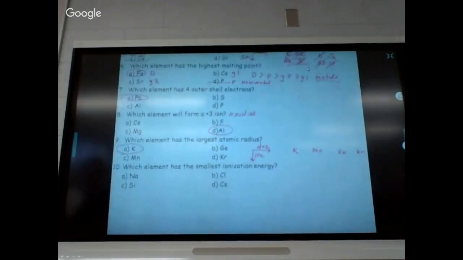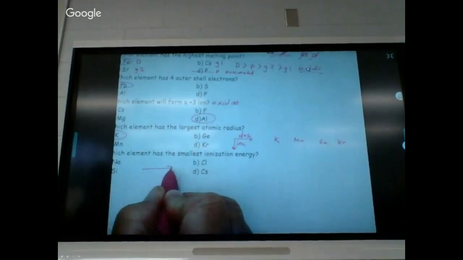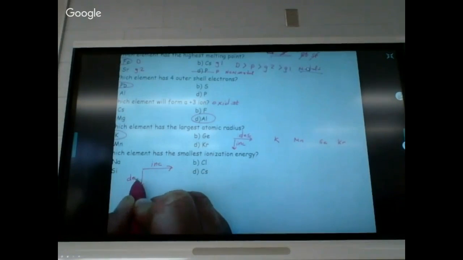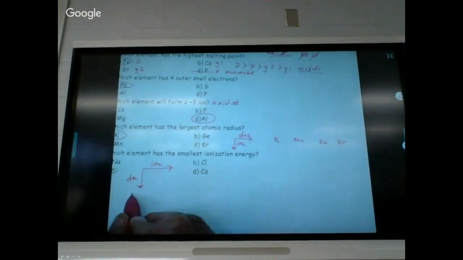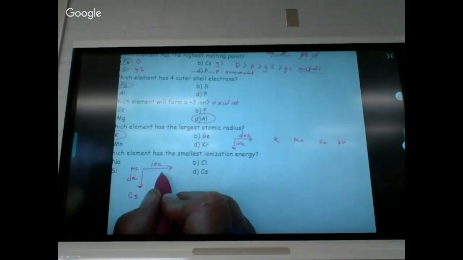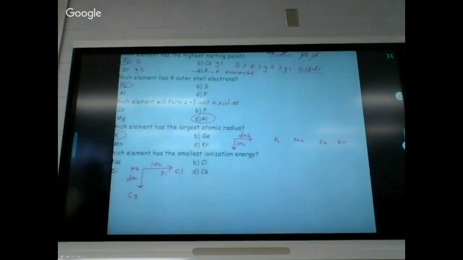All right. Smallest ionization energy. Ionization energy does what? Increases. Decreases. So looking at where they're at, you have Cs. You have Na above it. You have Cs and I over here. And Cl over there. So given that, who will have the smallest? Cs. Questions? Feel okay about that?